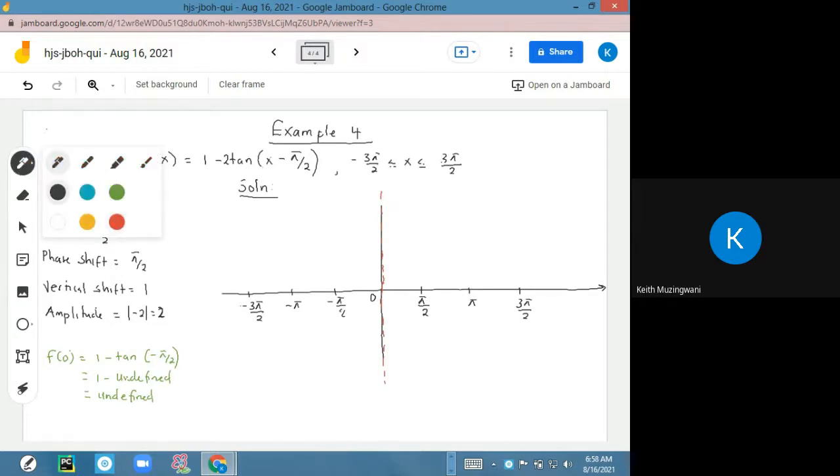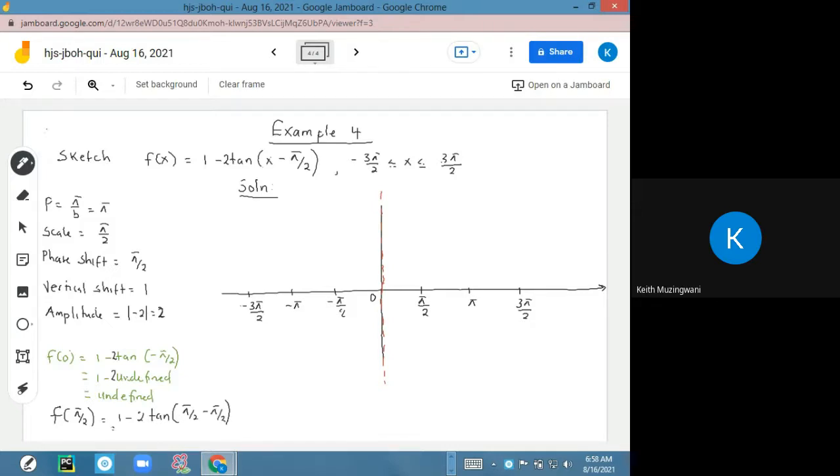So we need to get another point so we can see where we place our values. Let's do f of 90. F of 90 is 1 minus, well, there's a 2 here. So don't worry, 2 multiplied by undefined is still undefined. So we have 2 tan of pi over 2 minus pi over 2. Now I understand that this is the same as tan 0, but tan 0 is 0, so we obtain 1. So we have a 1 here. So the next one will be an asymptote. The next one will be 1. So the same thing, the 1, an asymptote, and the 1 again.